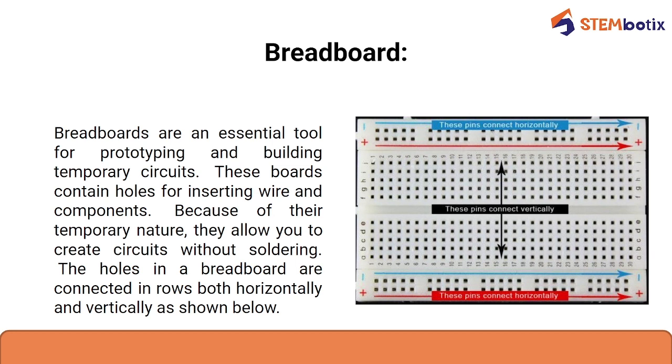Now this breadboard contains holes for inserting wire and different kinds of components. Because of their temporary nature, they allow you to create circuits without soldering. The holes in a breadboard are connected in rows both horizontally and vertically, as shown in this figure. So these holes are connected horizontally, whereas these holes are connected vertically. Similarly, these holes are connected vertically and these holes are connected in a horizontal manner.